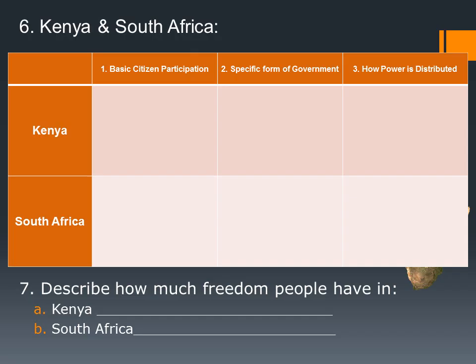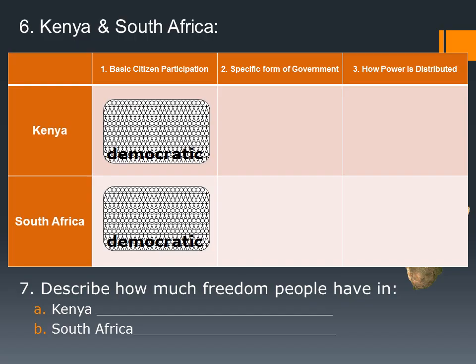Now on to some specifics here with Kenya and South Africa. We remember that for all the countries that we study, we want to learn the 1, 2, 3: the basic citizen participation for that country, their specific form of government, and how power is distributed in that country. Kenya and South Africa have a lot of similarities. For basic citizen participation, they're both democratic. The type of democratic country they are, for number two, is different, though.